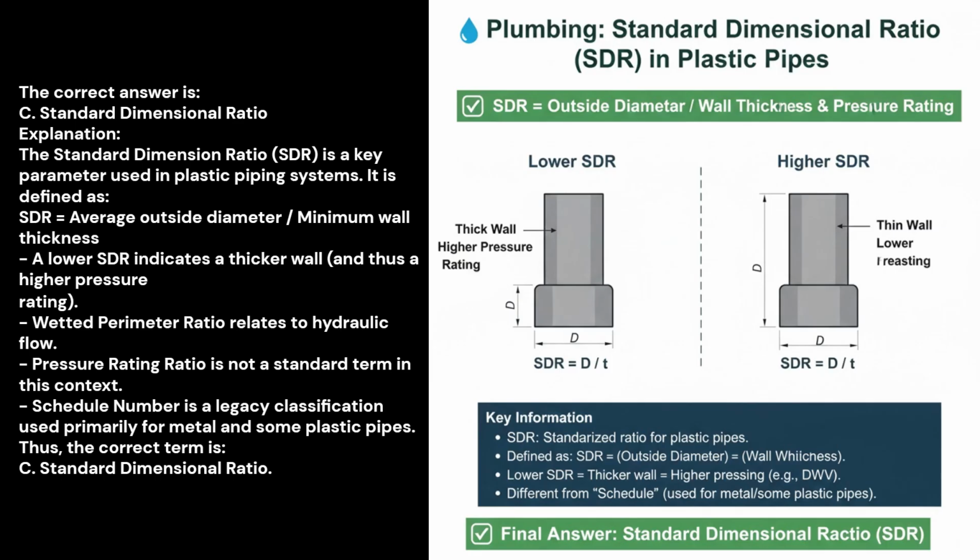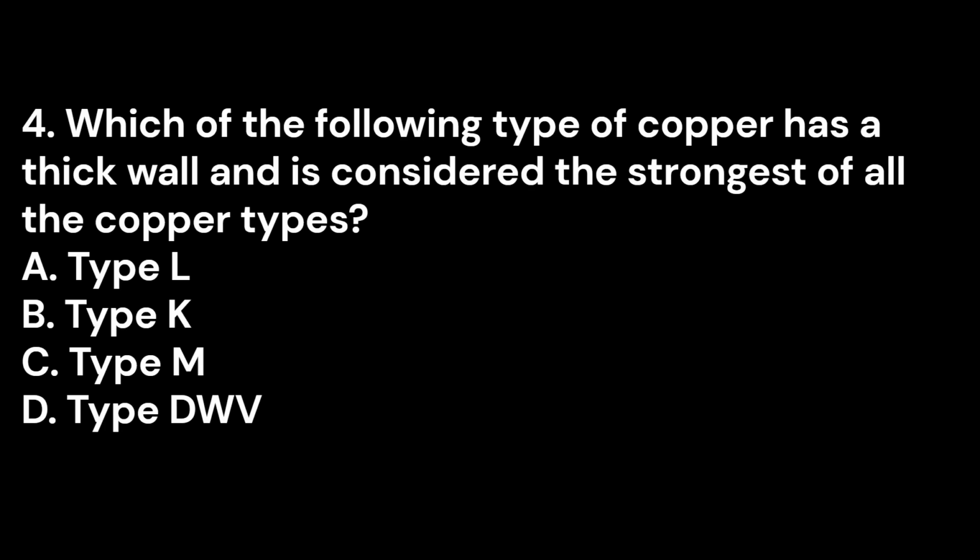Wetted perimeter ratio relates to hydraulic flow, not pipe geometry. Pressure rating ratio is not a standard term in this context. Schedule number, e.g., Schedule 40, 80, is a legacy classification used primarily for metal and some plastic pipes, but it is not defined as a ratio of diameter to wall thickness. Thus, the correct term is C. Standard dimensional ratio.